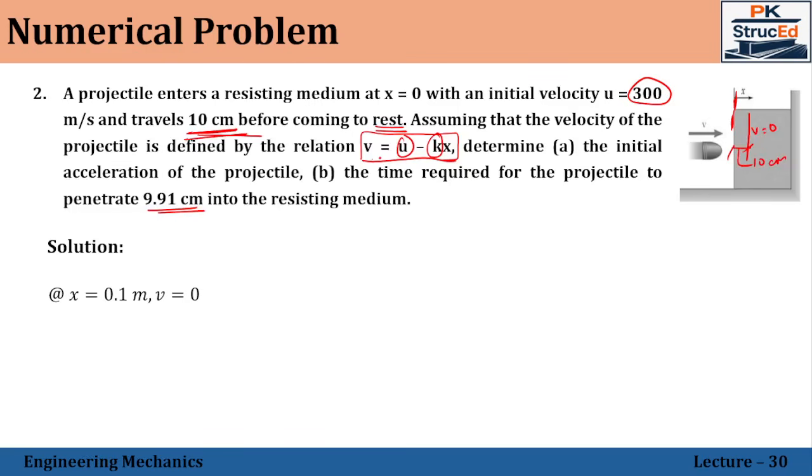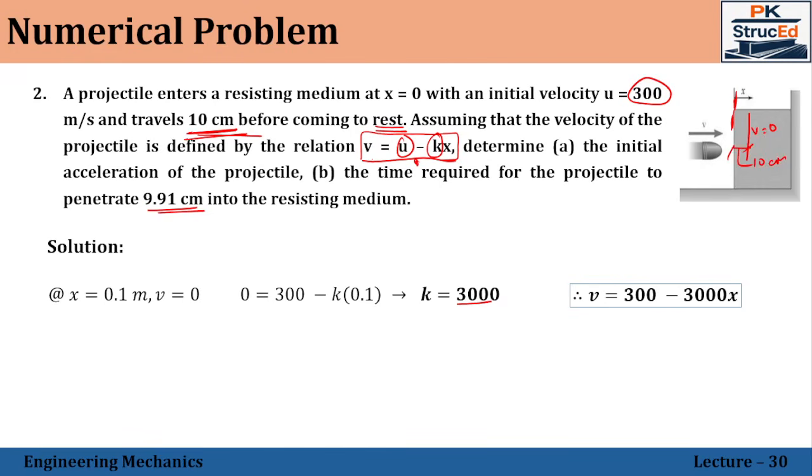So substituting this, we will get 0 is equal to initial velocity 300 minus k into, writing in terms of meter, 0.1. We'll get k is equal to 3000. Now substituting this in the equation, we will get v is equal to 300 minus 3000 x. Okay, so this is the final relationship of the velocity in terms of displacement. Right, now we are supposed to calculate the initial acceleration. Okay, initial acceleration, that is at time t is equal to 0.